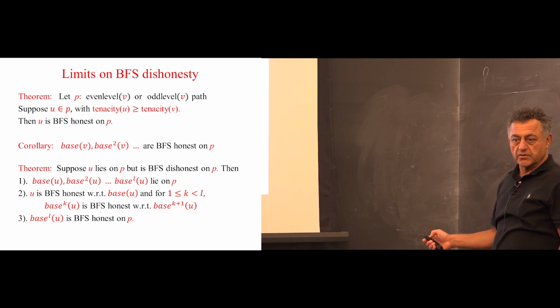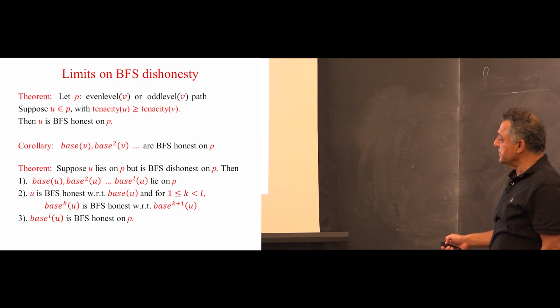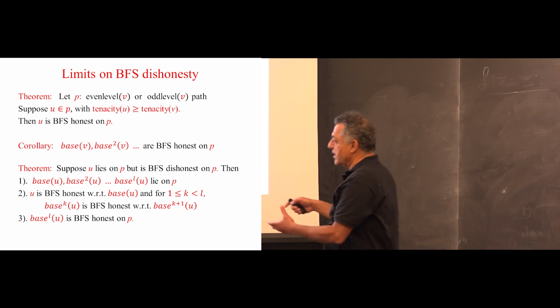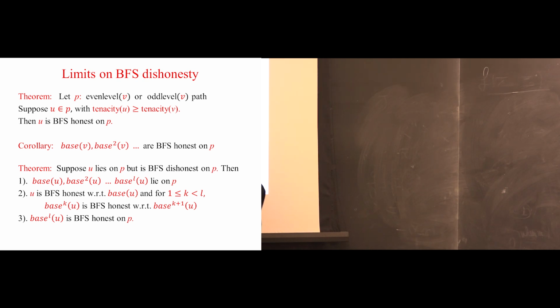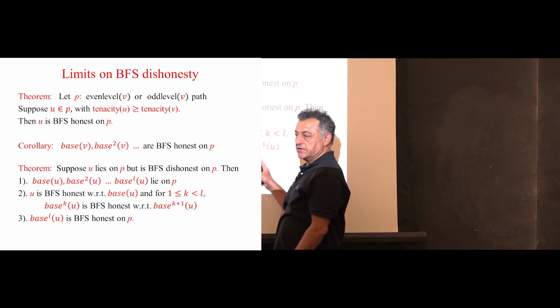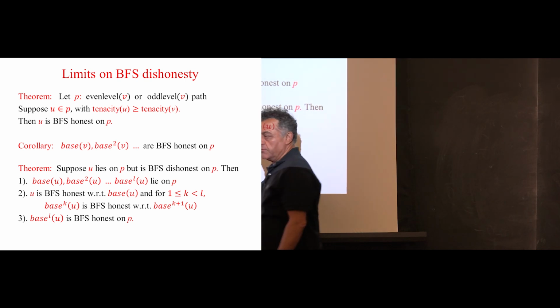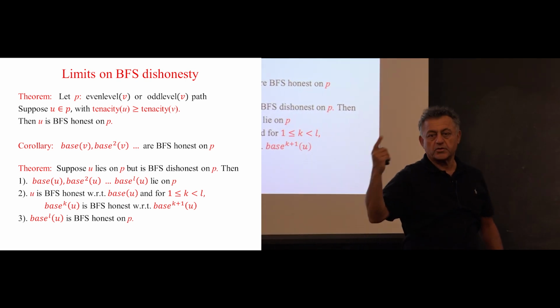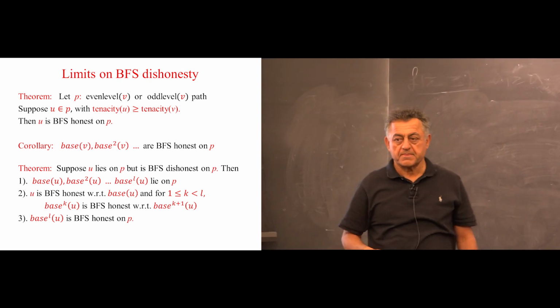Do you get that? Even the vertices which are not breadth first search honest, their bases lie on P, and there is some honesty between one base and the next base. So between k and k plus 1, between U and base U, between base U and base square U, between base square U and base cube U. Okay?